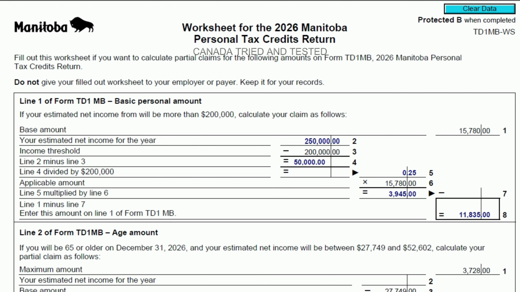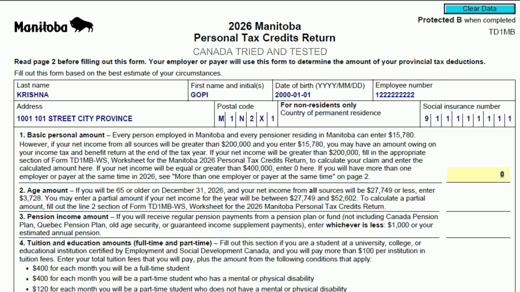So you will minus 250 by 200, and that gives 50,000 here. And here it says line 4 divided by this 200K, that gives us 0.25, which you multiply by 15,780, which is the base amount. So when you multiply that, you get 3,945 here, as you can see, and then you have to minus line 1 by this. So once you do that, you get 11,835. That is what you will enter here, 11,835. This is for someone who has 200K and above threshold. In all other cases, if you have less than the 200K, 15,780 is what will get entered.